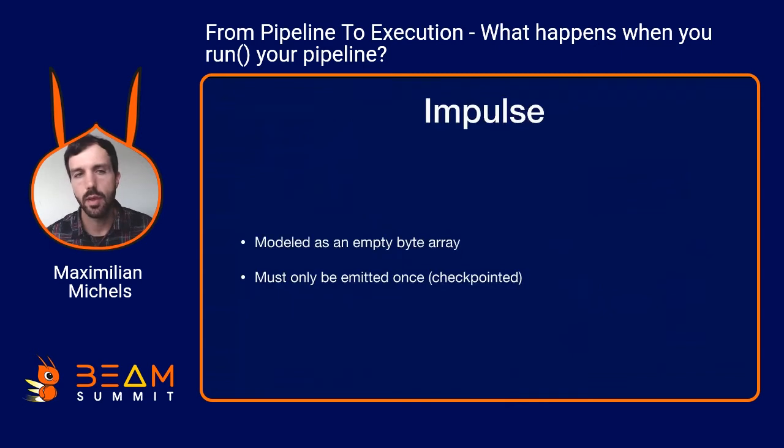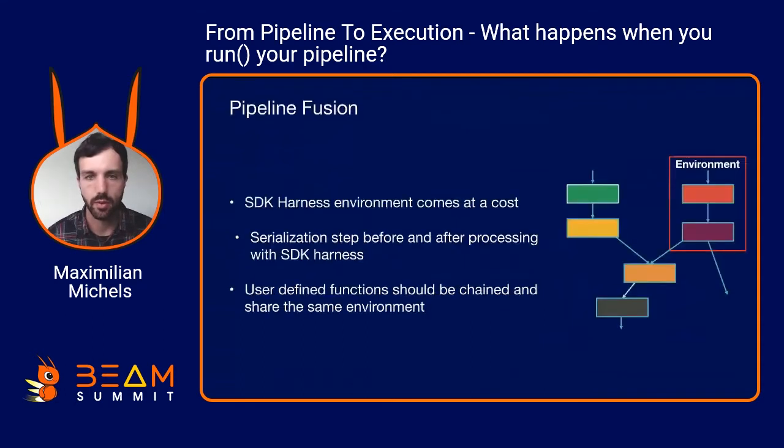What is an impulse? Well, impulse is actually just an empty byte array. It's just a trigger to tell a transform to kick off the execution, which was previously done with this read transform. Of course, it must only be emitted once and be checkpointed.